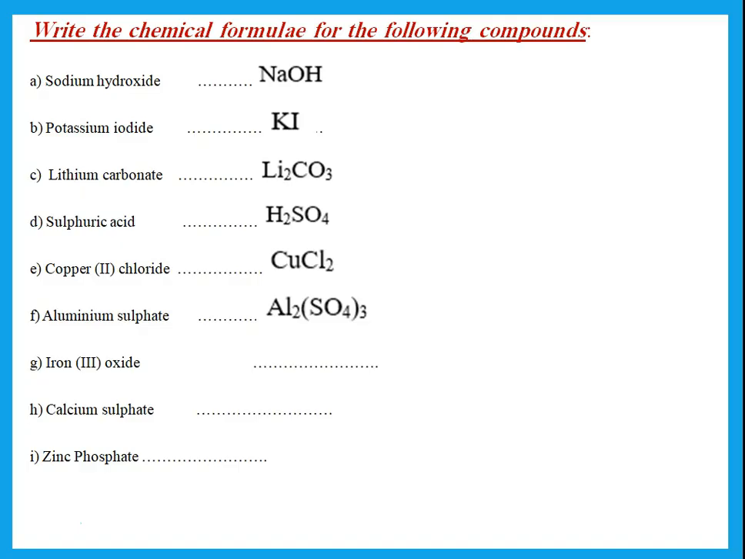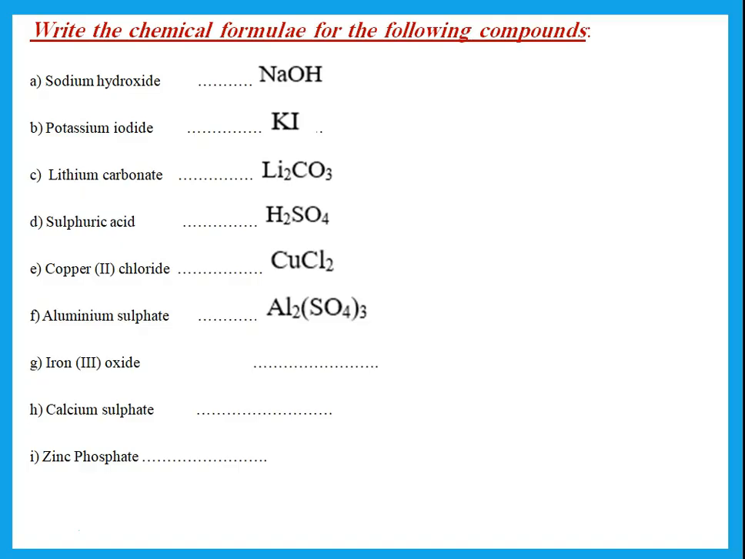Aluminium is in group 3. It has a valency of 3. So you need to put 3 under the whole of sulfate. You don't change anything in the SO4. You put it in a bracket and you put the number outside the bracket. The valency of sulfate is 2, so I have to put 2 under aluminium.